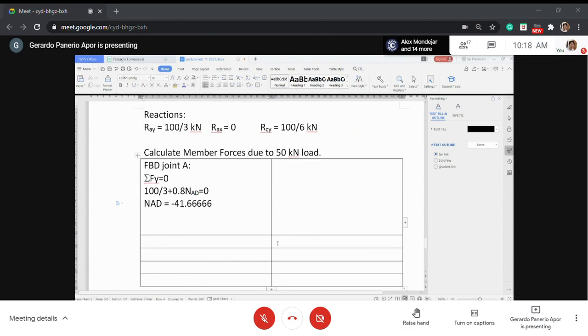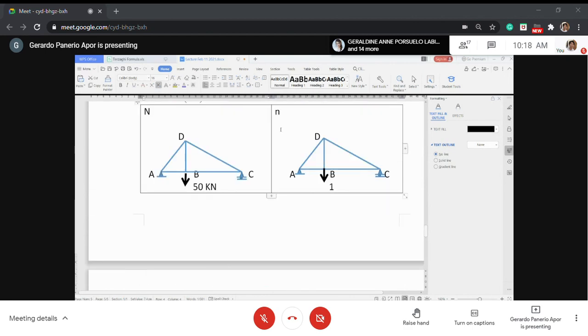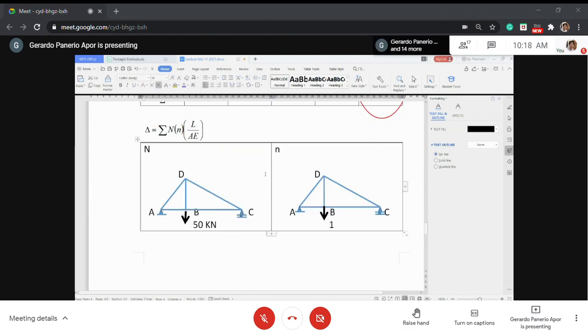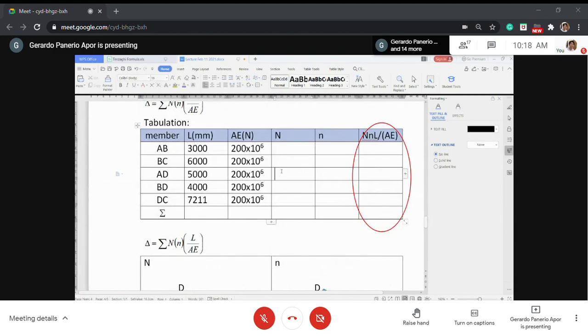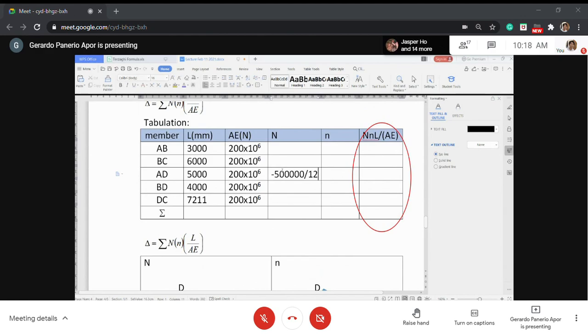Or this is also 500 divided by 12. Here, I put it here. That's 500 over 12. That's ED. N_ED is negative 500. I think I will make that into kilonewton, so 500,000 divided by 12. So that's the value of N.